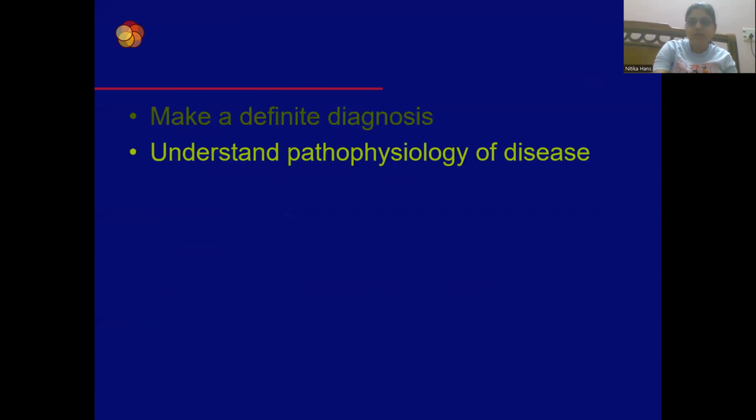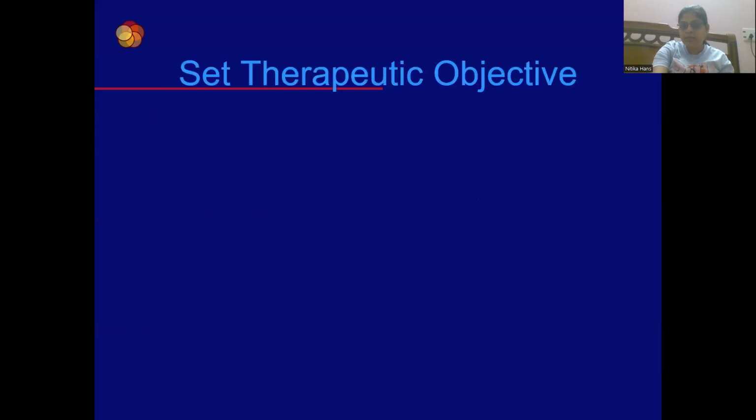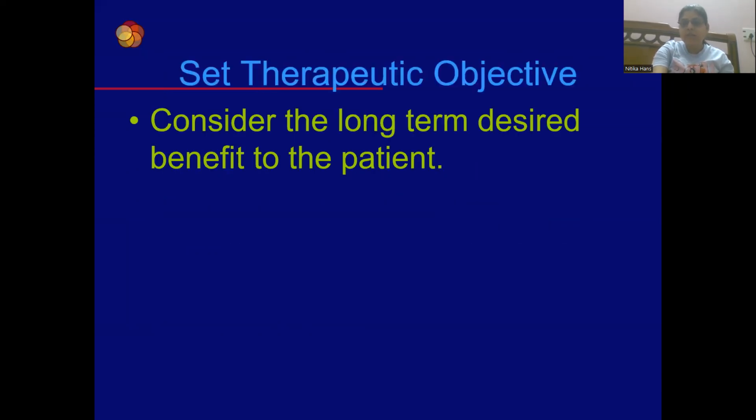Now make a diagnosis, a definite diagnosis. How? We have to understand the pathophysiology of the disease. Treating symptoms without really treating the underlying disease is called symptomatic treatment. What is symptomatic treatment? We treat the symptoms of the disease without treating the underlying pathophysiology of the disease.